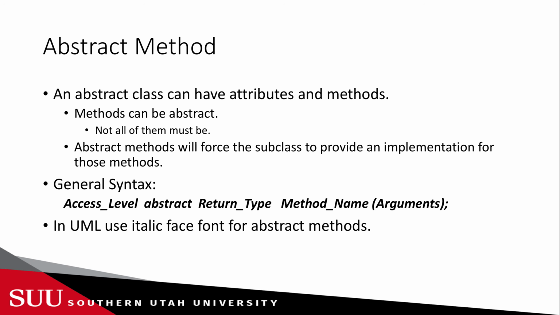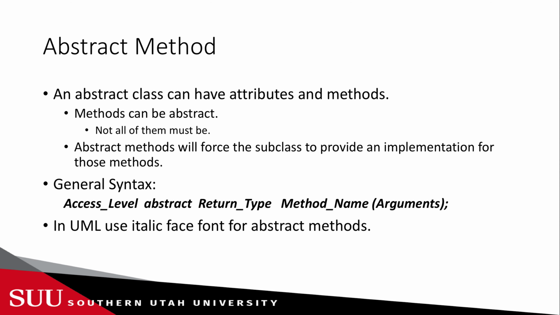Now the difference between implemented methods and abstract methods is that, if you have an implemented method, whatever class that inherits your class is going to inherit that method, and you can use that method right away and can override that method if you would like to do so in that class. An abstract method, however, will force the subclass to provide an implementation for those methods. It will not give you an implementation and will force you to have some implementation for that method.